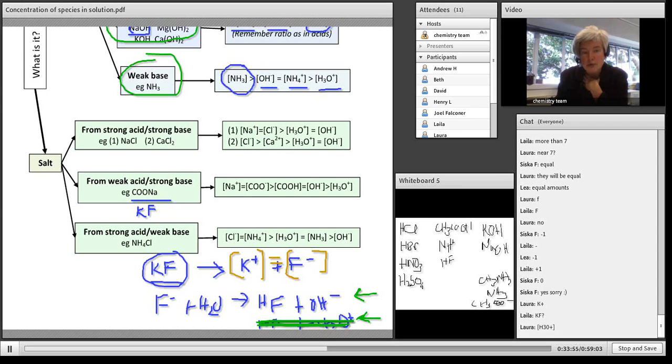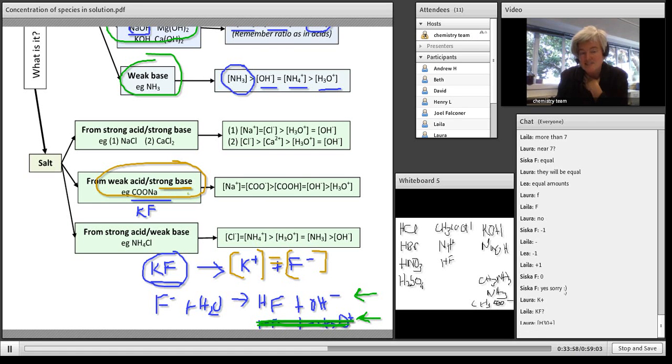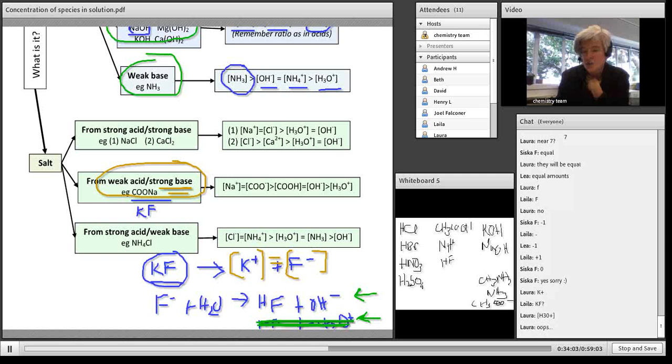Okay, so for the others, the hydronium ions will be in the least amount because we've got a weak acid strong base, which means because I've got a stronger base, it's going to be a basic solution. So I'm never going to have more hydronium ions than hydroxide if it's going to be a basic solution. But it's a good point you raised, Laura. So what I'm going to have next is equal amounts of HF and OH minus.